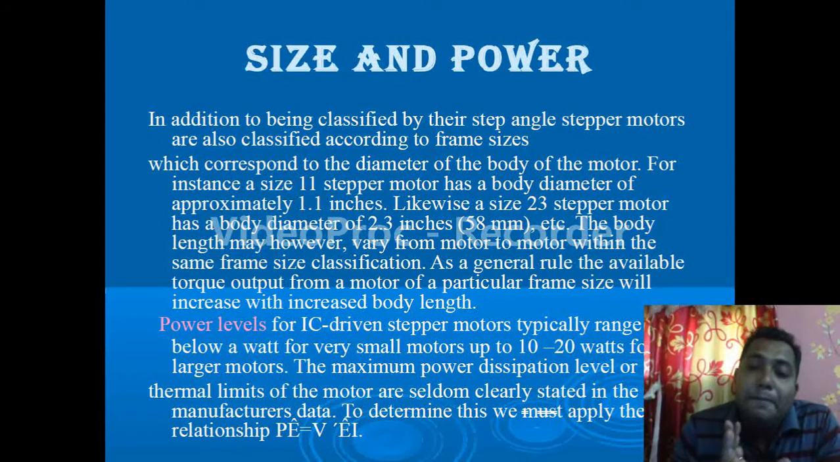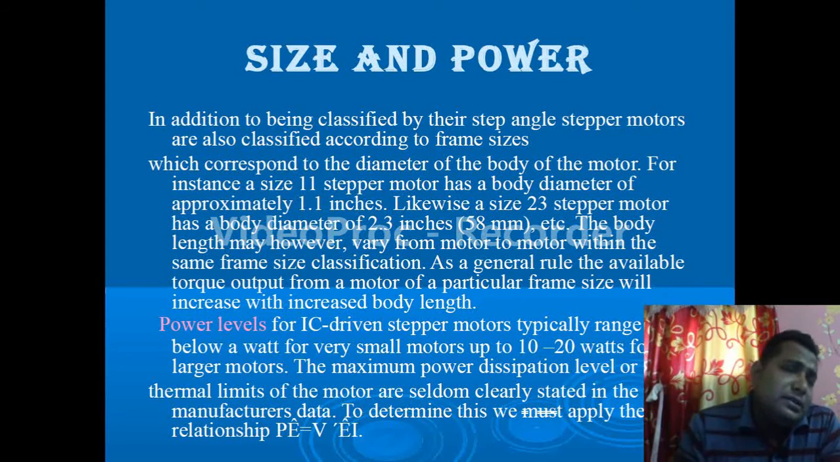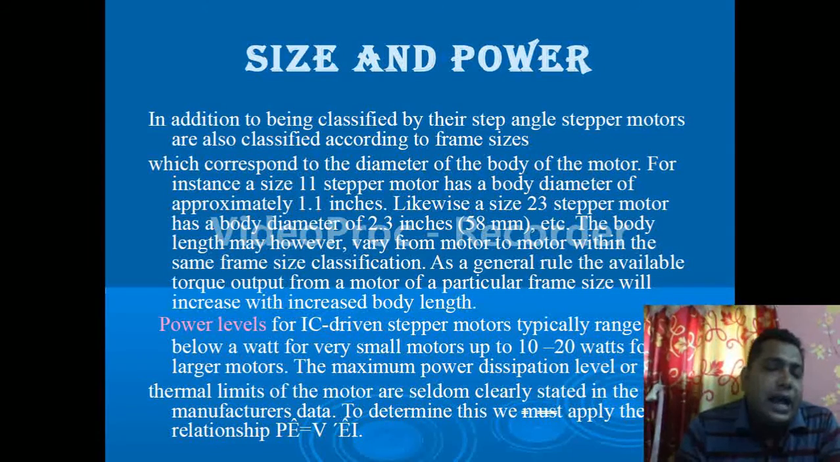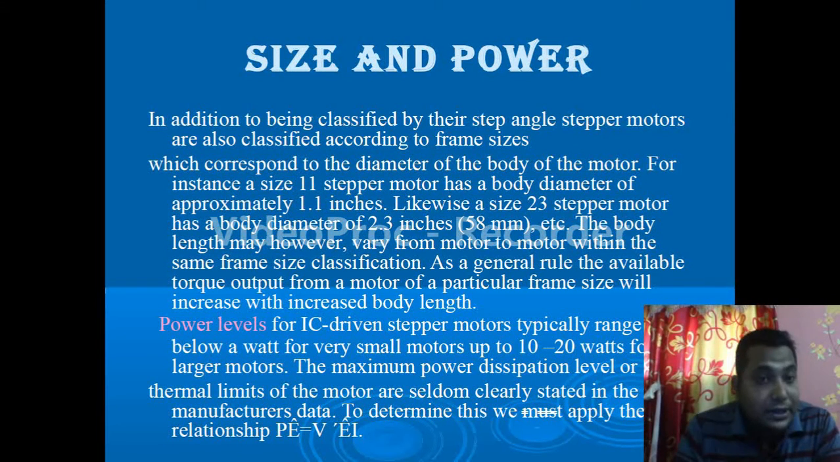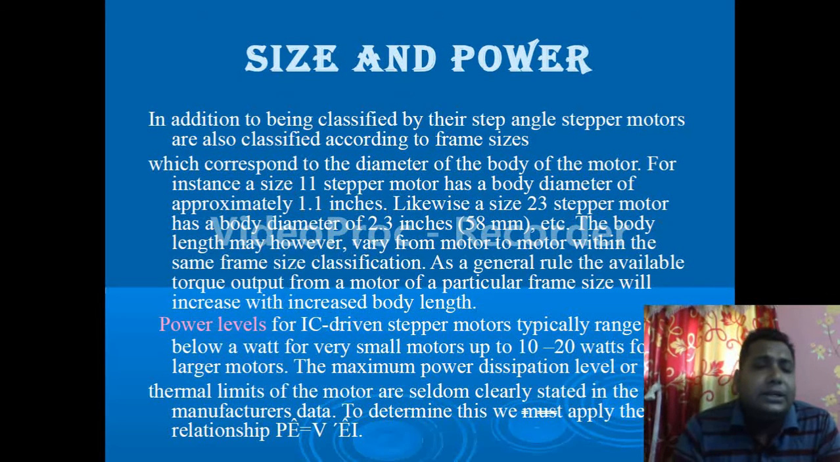That means, depending upon the output, if the output value is higher, then definitely the frame size will be higher. If the output is lower, then the motor size will be lower. So this is an obvious thing. Power levels for IC driven stepper motors typically range from below a watt for very small motors to 10 to 20 watts for large motors.